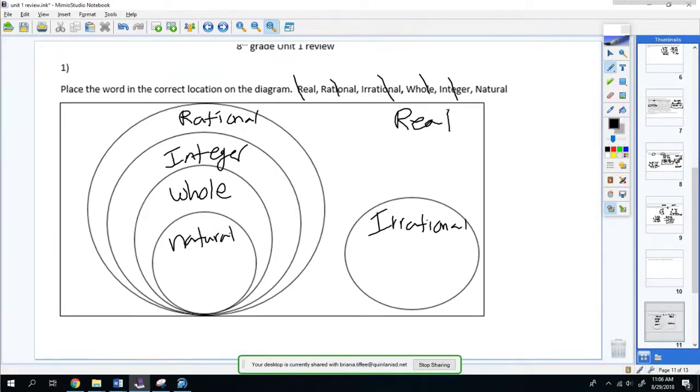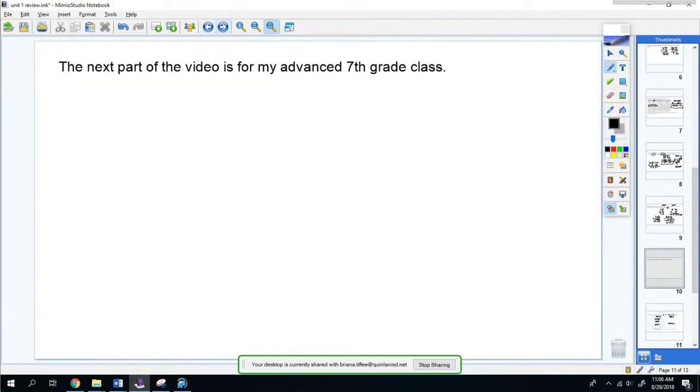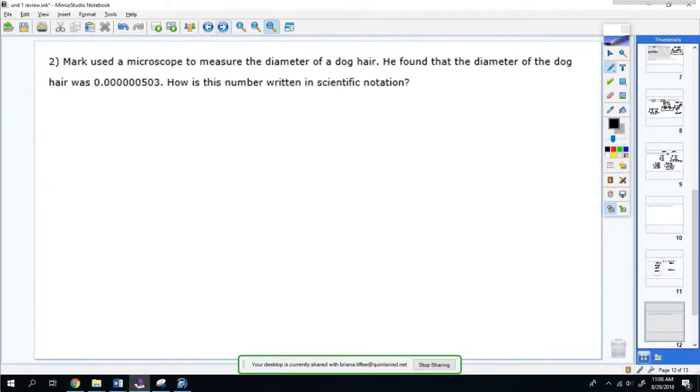Okay, that was a quick review. Number 2, Mark used a microscope to measure the diameter of a dog hair. He found that the diameter of the dog hair was 0.0000 and so on to 503, and he wants to write it in scientific notation.